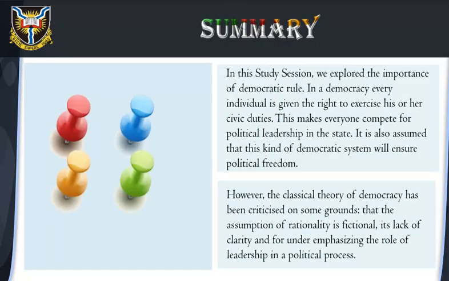Summary: in this study session, we explored the importance of democratic rule. In a democracy, every individual is given the right to exercise his or her civic duties. This makes everyone compete for political leadership in the state. It is also assumed that this kind of democratic system will ensure political freedom. However, the classical theory of democracy has been criticized on some grounds: that the assumption of rationality is fictional, its lack of clarity, and for underemphasizing the role of leadership in a political process. End of study session 8.